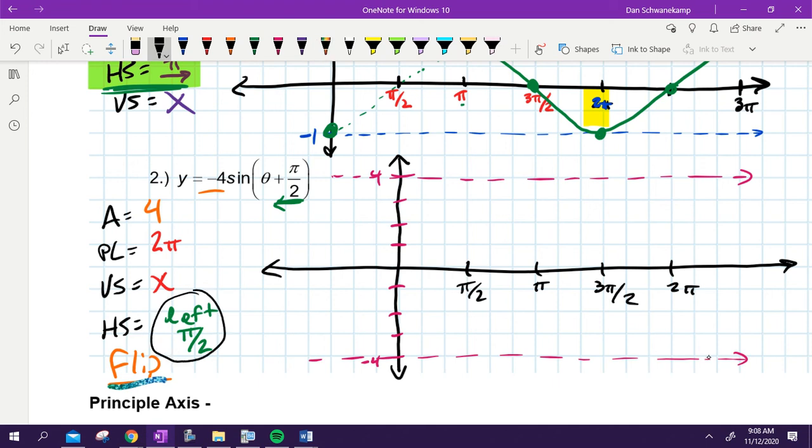Shift left pi over 2. So how many hash marks do I need to make here to the left-hand side? 1, because we said that 1 hash mark represents pi over 2. So I'm going to make a new hash mark over here to the left, 1 right there, and call it negative pi over 2. So that is where I'm going to make my first dot.